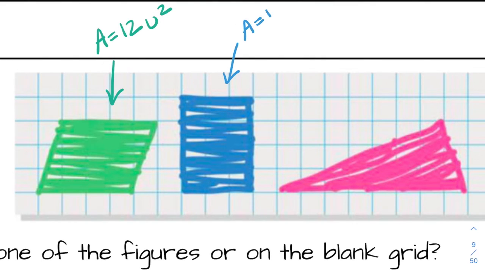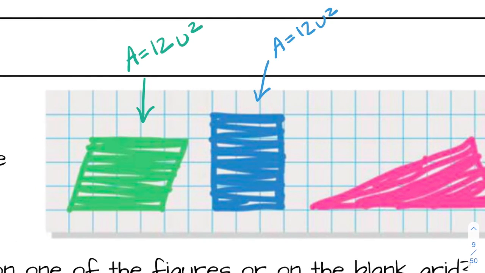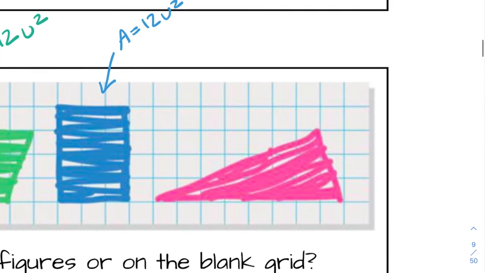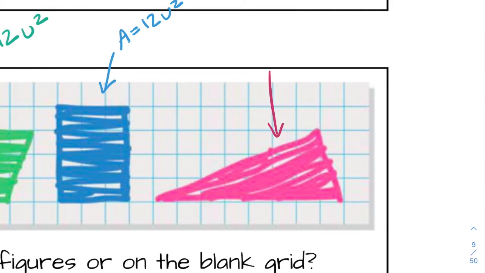Base times height. What you'll realize in the next lesson is that this right here is actually its height. It's called an altitude, and that's its base. So 4 times 3 is 12. But I did that work in my head so that we didn't have to. And then we have this one, which is, let's see, half of 2, 4, 6, 8.